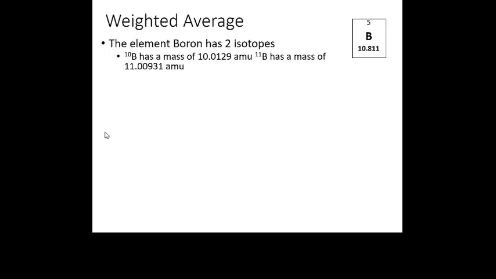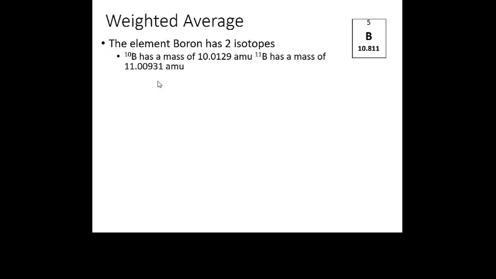And so I thought I'd do a little review on weighted averages for you. So we use weighted averages a lot, right? All the atomic masses you see on the periodic table are weighted averages, right? So the element boron has two isotopes. Hopefully you've learned about isotopes in lecture, right? And the two main isotopes are boron 10, which has a mass of 10.0129 AMUs, atomic mass units, and boron 11, which has the mass of 11.00931 AMU, right?